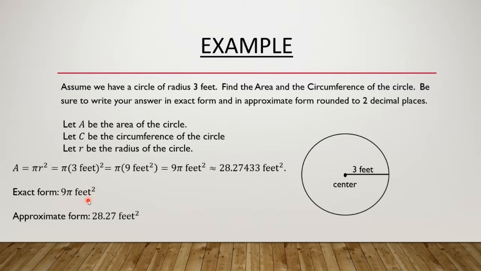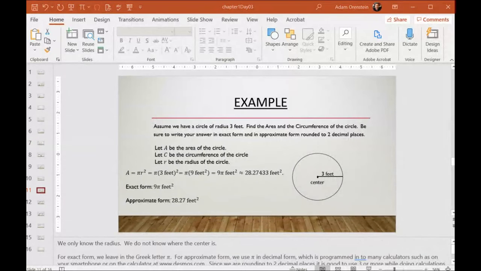I think I said feet squared before. I'm sorry, it should be square feet is what I should be saying. Sorry about that. So we have 9 pi square feet. And in approximate form, we round this, right? We're rounding to 2 decimal places. So we look at the third decimal place. It's less than 5, so the 7 doesn't change. We get 28.27 square feet. That's our approximate form. So the exact form, 9 pi square feet. Approximate form, 28.27 square feet. All right. Now I will do circumference.